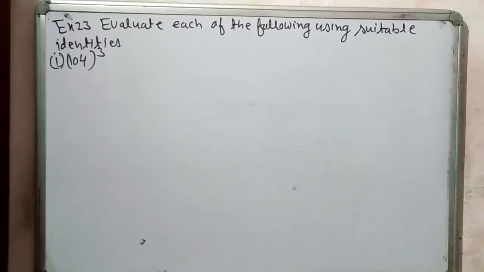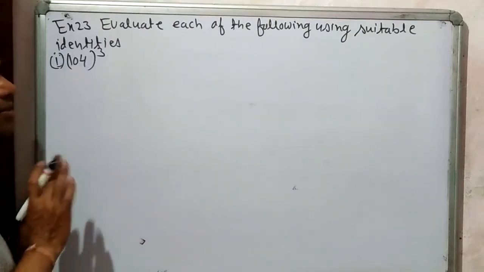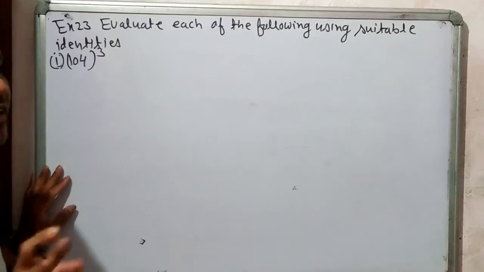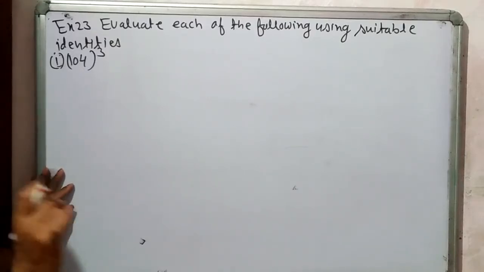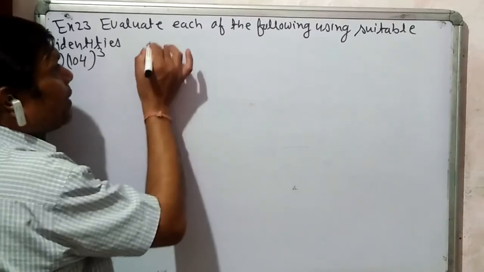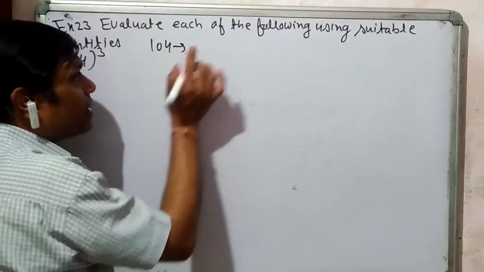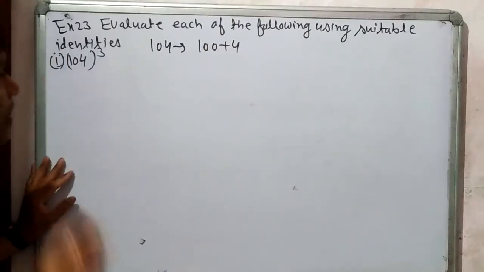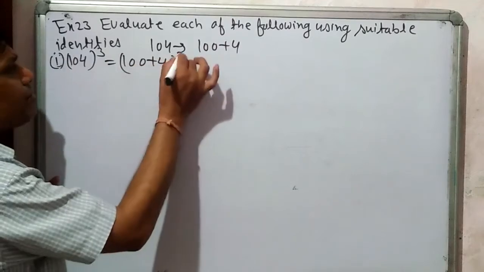The next example, number 23, is saying evaluate each of the following using suitable identities. The first part given to us is 104 cube. Now it is obvious we don't have to multiply it directly. We have to use identities, we are being told for that. So how shall I replace this 104 so that I can use the identity very easily? It should be 100 plus 4, right? So replace this 104 cube as 100 plus 4 whole cube.